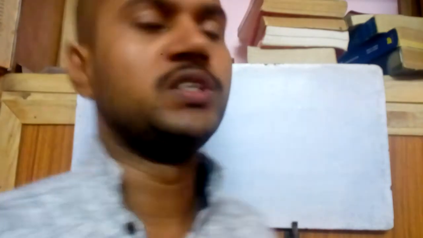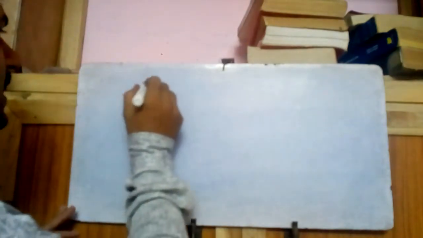Today we will study communication systems. In the previous video we studied the block diagram of a communication system. In this video we will study amplitude modulation. Amplitude modulation has four parts.